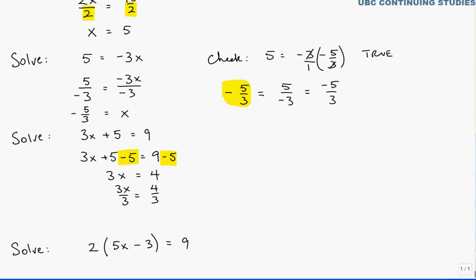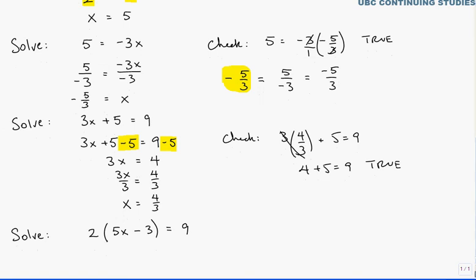I'll just move this down a little bit. And finally we have x on its own. And again, the answer or solution here is not an integer. It's 4 over 3. That's fine. We can still check this. It just takes a little bit more time to check. 3 times 4 over 3 plus 5 equals 9. May not be immediately obvious that it's true, but if you cancel the 3's, you see it's really 4 plus 5 equals 9, and that is indeed true.